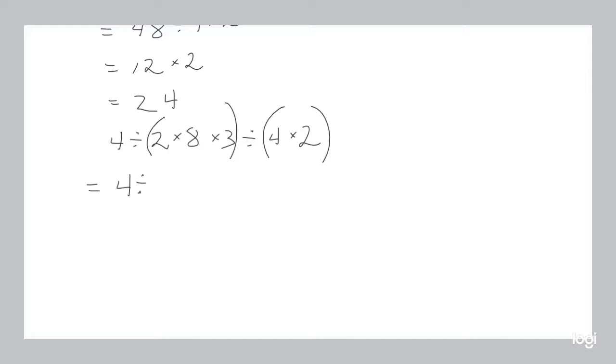4 divided by 2 times 8 times 3, which is 48. 4 divided by 48, divided by 4 times 2, which is 8. Okay, well guess what? 4 divided by 48, and then that divided by 8 is 0.0104 and so on. It's a very small number, and it's certainly not equal to 24.